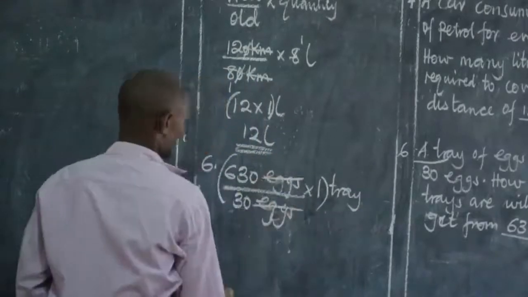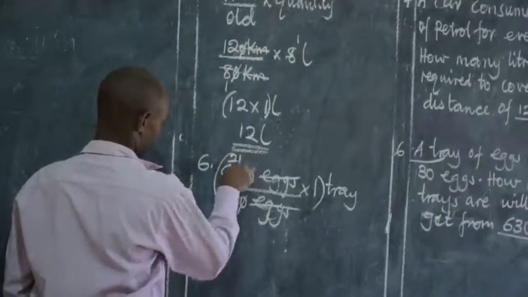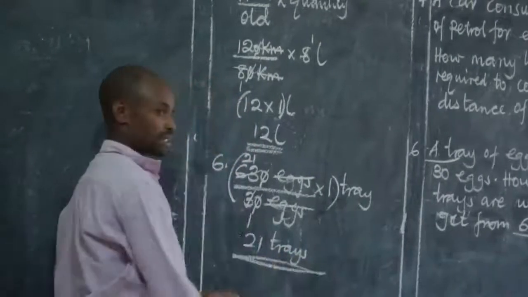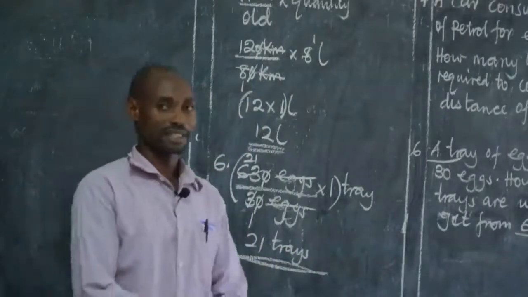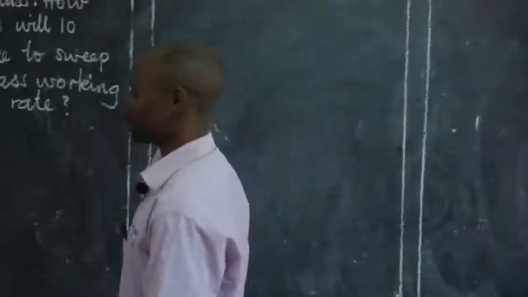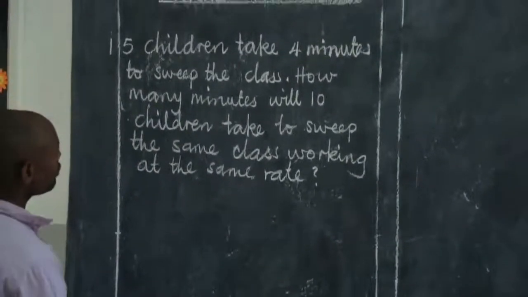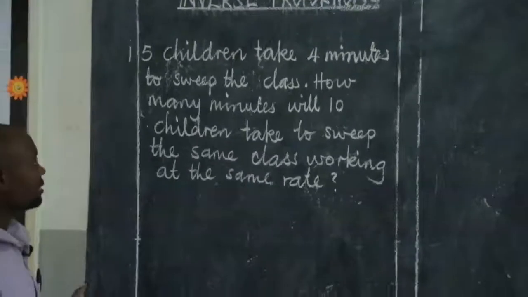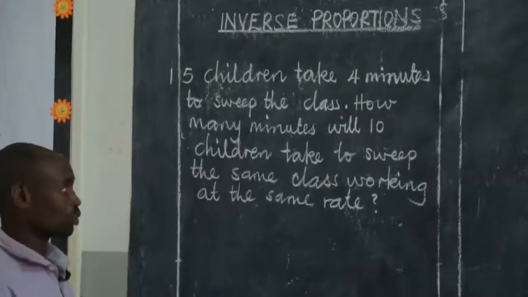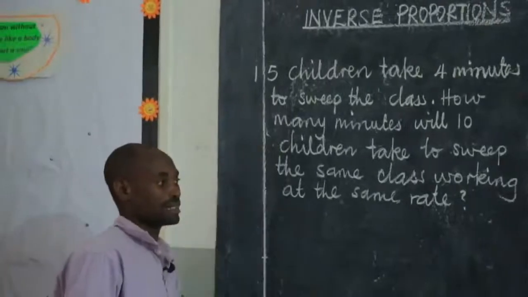So eggs will cancel off. This one will go with this by 3 once, by 3, that is 21. So we are getting 21 trays. So basically this is what we looked at in our previous lesson. In today's lesson, we are going to look at inverse proportions. What is the difference between inverse proportions and direct proportions? You are going to observe the difference as we go through this number.